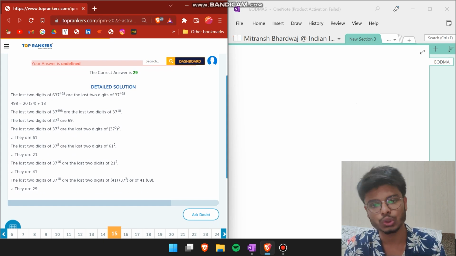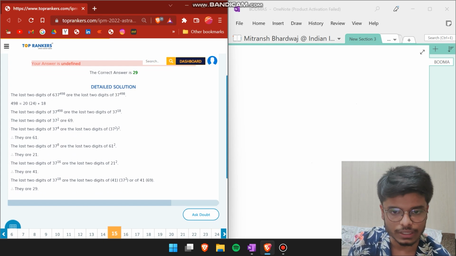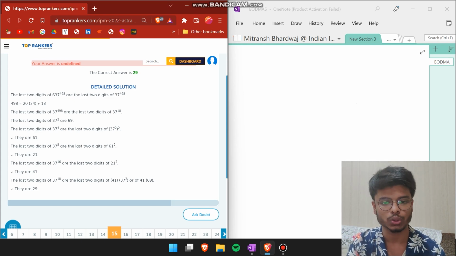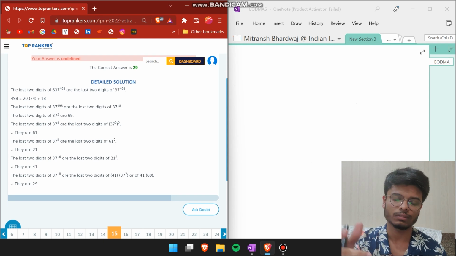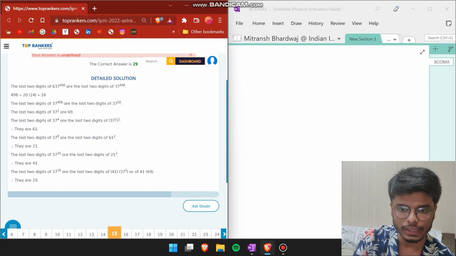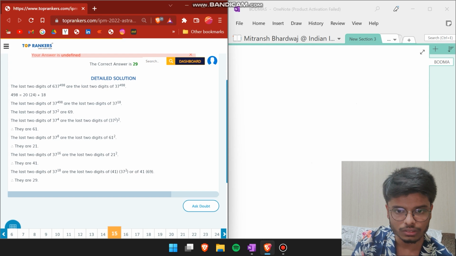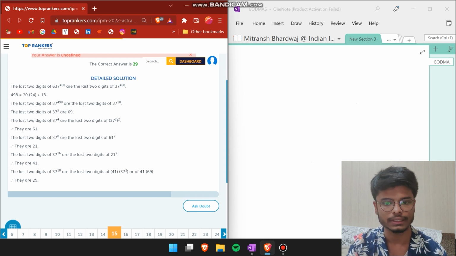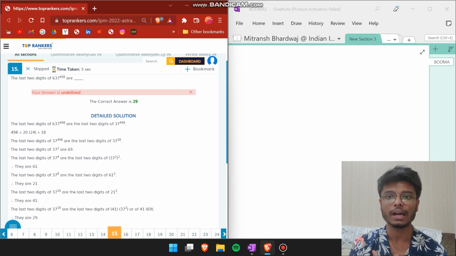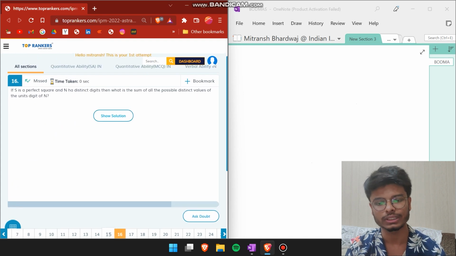37 squared last 2 digits. 37 squared whole squared will give 37 to the power 4, last 2 digits, which is 61. That to the power 8 will give 21. That to the power 2 will give 41 and like that. Then you multiply this with 81 and with 69 because 37 squared, and you get 29, so it will be 29. But generally, at a very personal level, I tend to skip these questions.